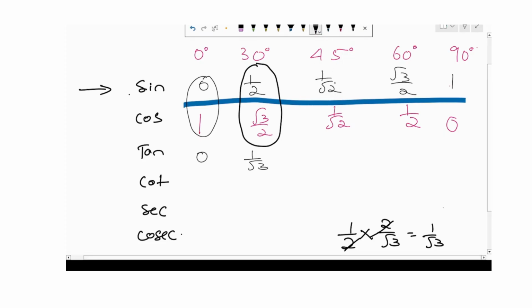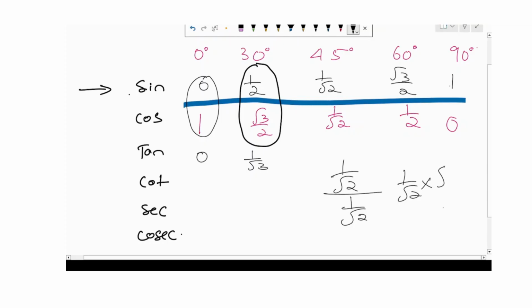Next you get tan 45. Same way, reciprocate the values. Just imagine sine 45 by cos 45. If you divide 1 by root 2 divided by 1 by root 2, this gets reciprocated: 1 by root 2 into root 2 by 1. Both get cancelled, 1. So tan 45 degrees is 1.